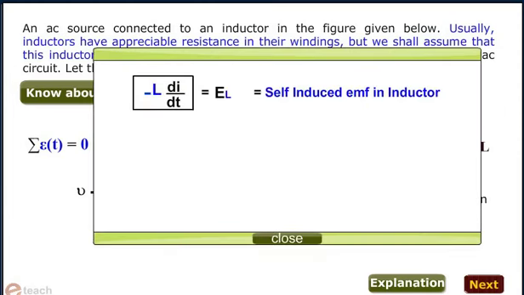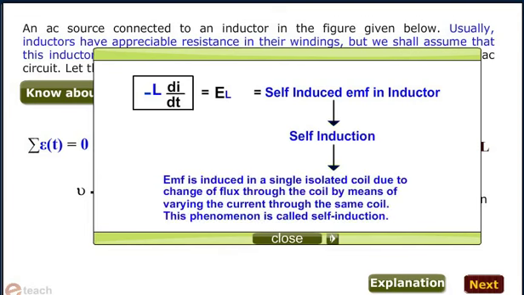Minus L dI by dt equals E L, the self-induced EMF in the inductor. EMF is induced in a single isolated coil due to change of flux through the coil by means of varying the current through the same coil. This phenomenon is called self-induction.